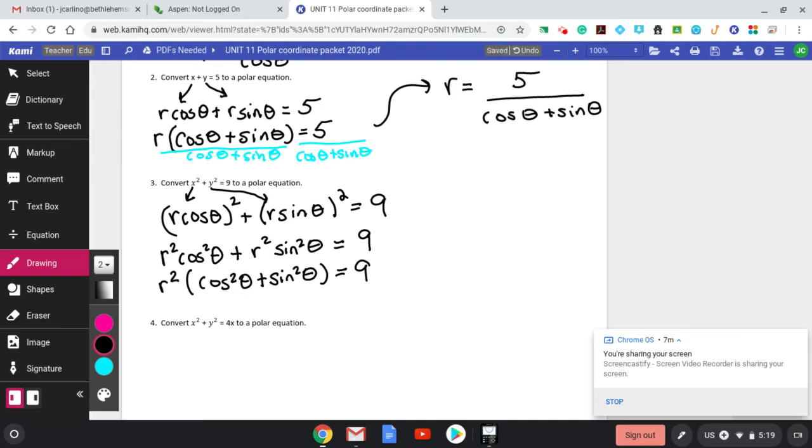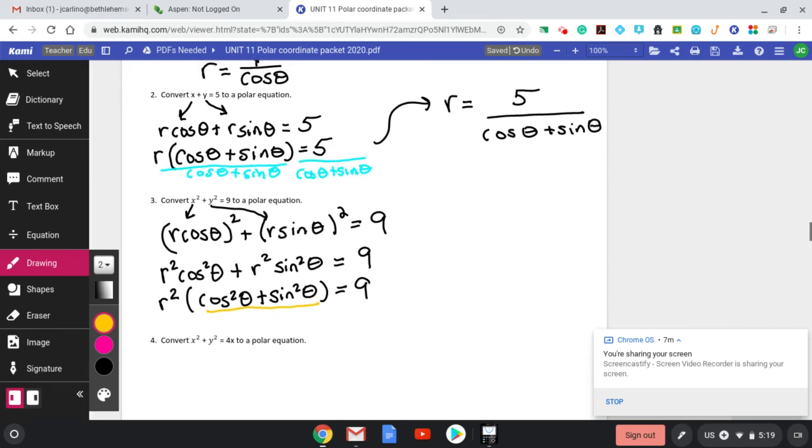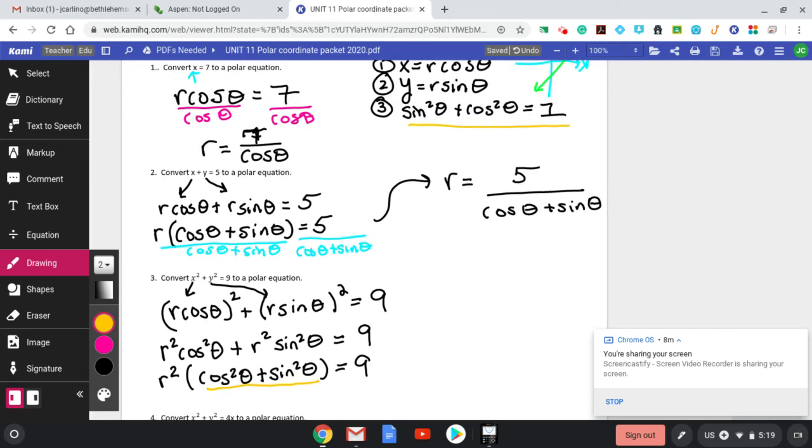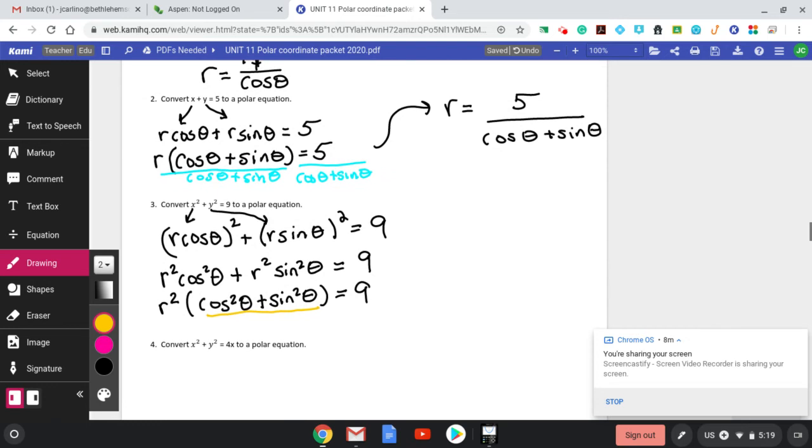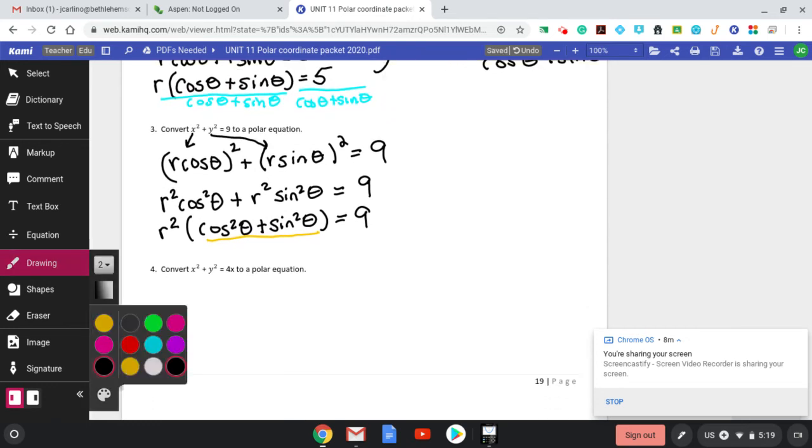Okay, moving on. Oh, hey now, what do we got there? That's my new one I added, right? Right here, sine squared plus cosine squared. I can substitute in a 1. So all this is going to become is r squared, because r squared times 1 is r squared. r squared equals 9. Still got to get r by itself, not r squared.